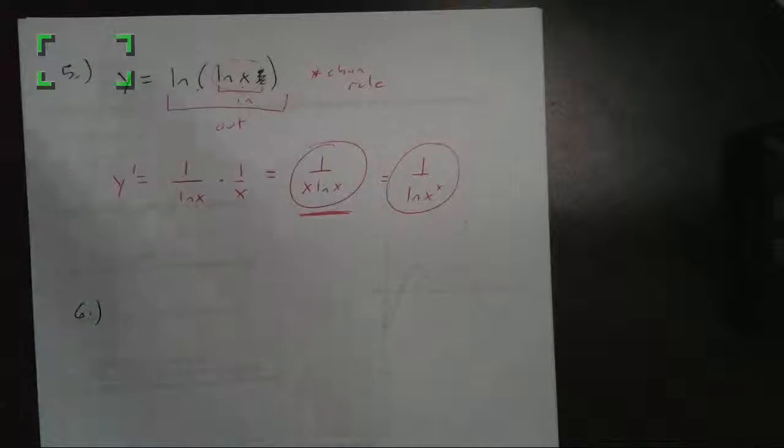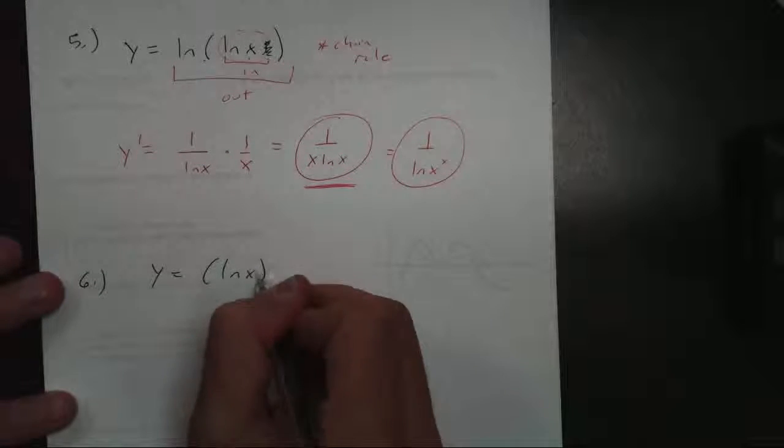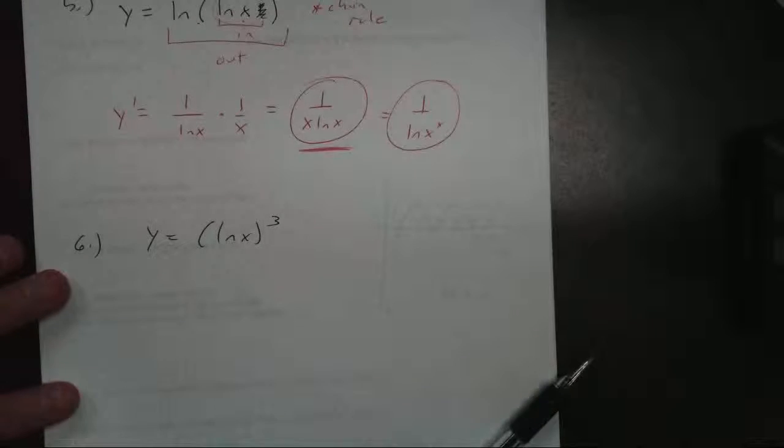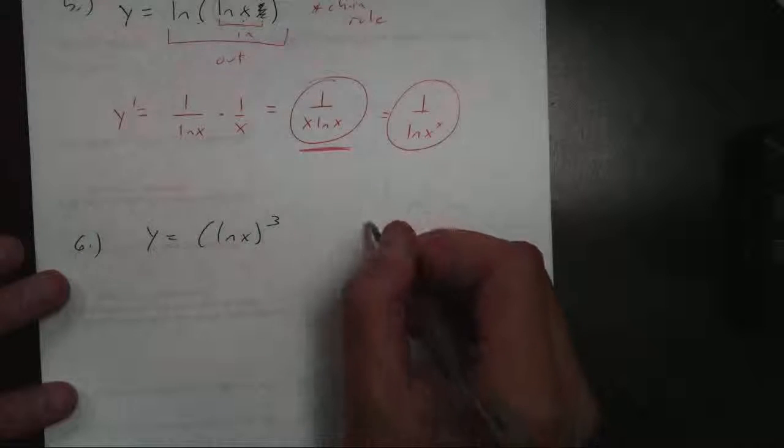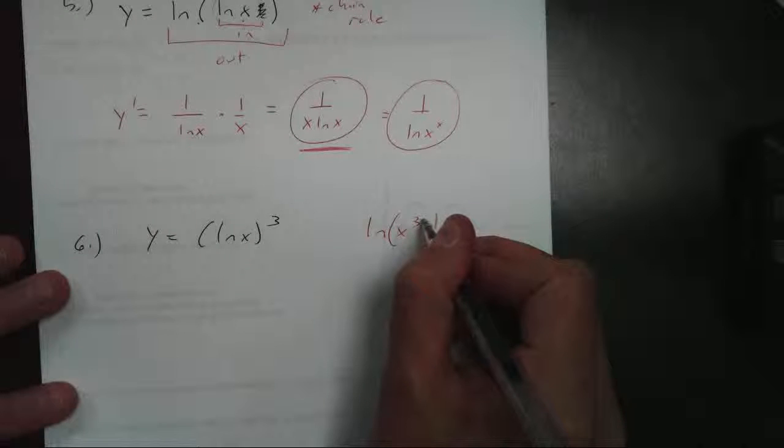Well, let's take a look at a slightly more complicated one right now. What if we did something like y equals the natural log of x, cubed? Again, this is another chain rule. Be careful, this is not the same as the natural log of x cubed. Here, only the x is being cubed. I can use my power rule.